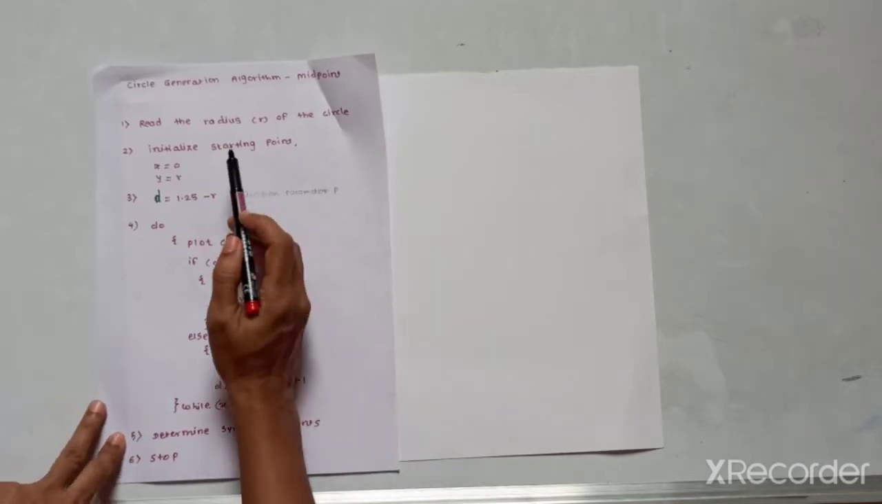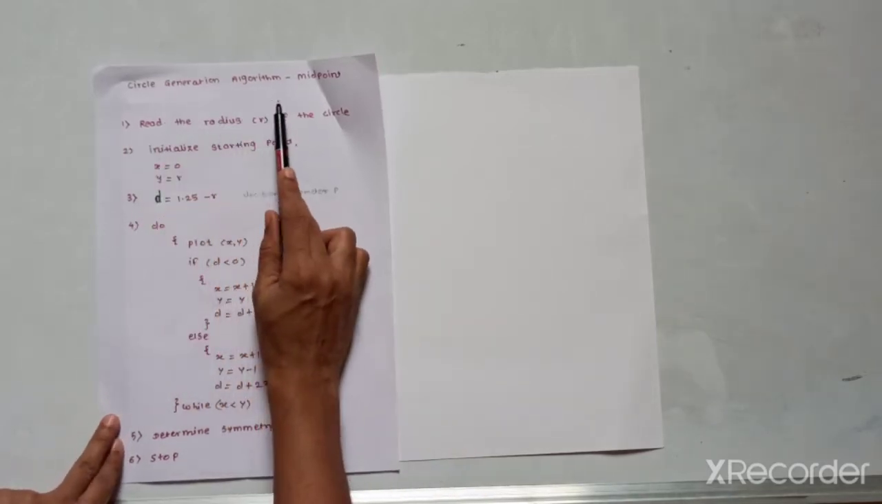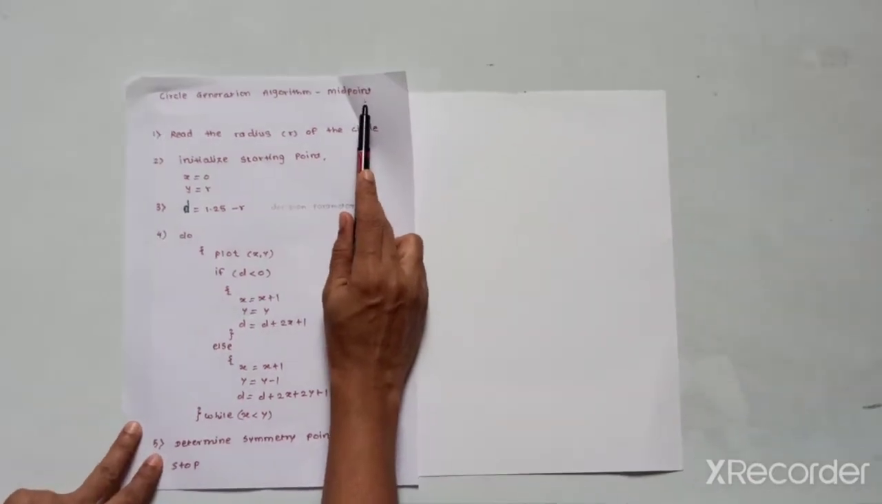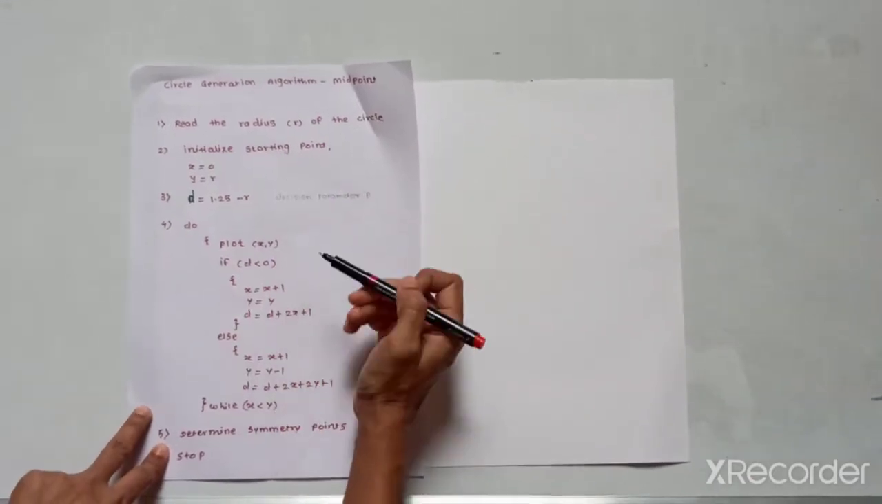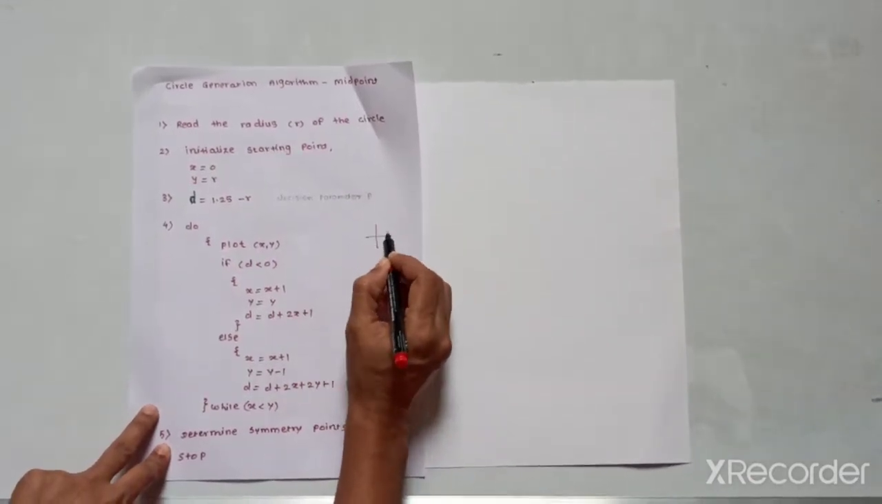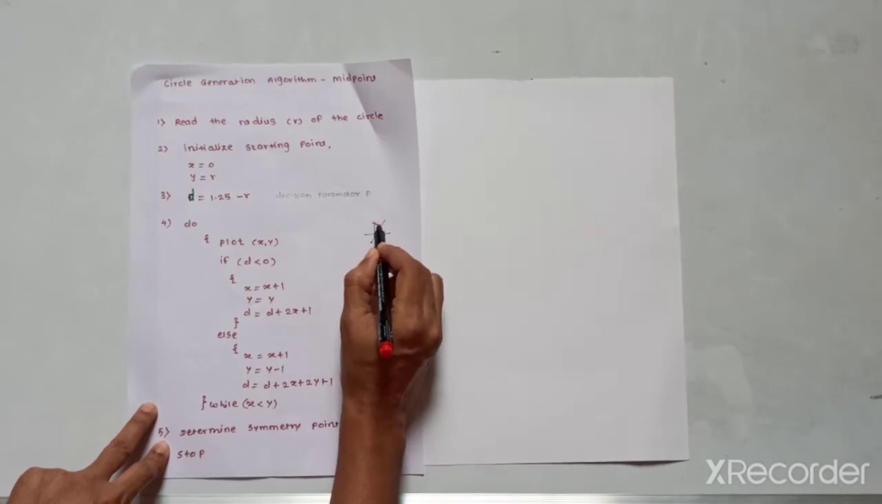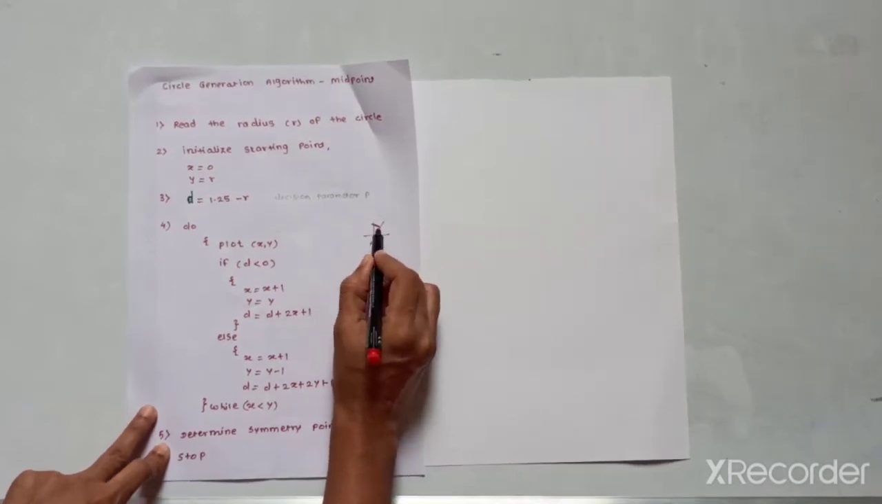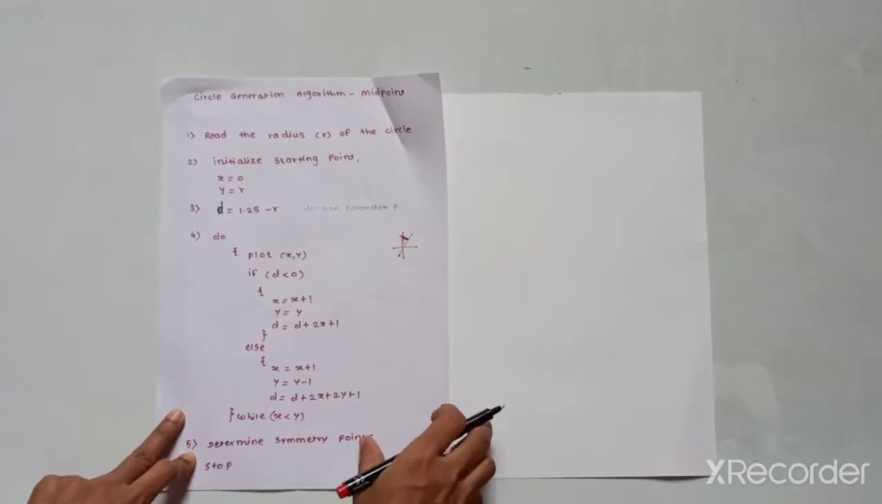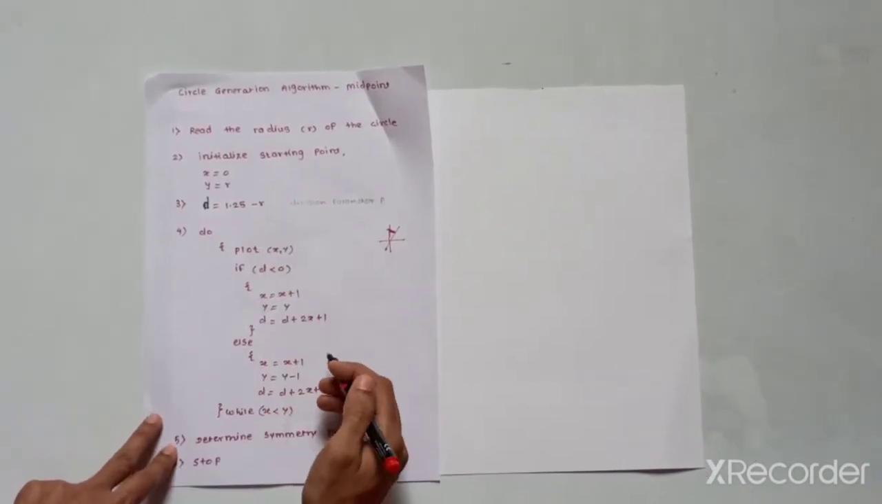Hello everyone, let us start today with the circle generation algorithm by the midpoint method. Means what, here we are going to draw a part of circle by the midpoint circle generation algorithm. So this is the part that we want to draw. Here is the given algorithm.